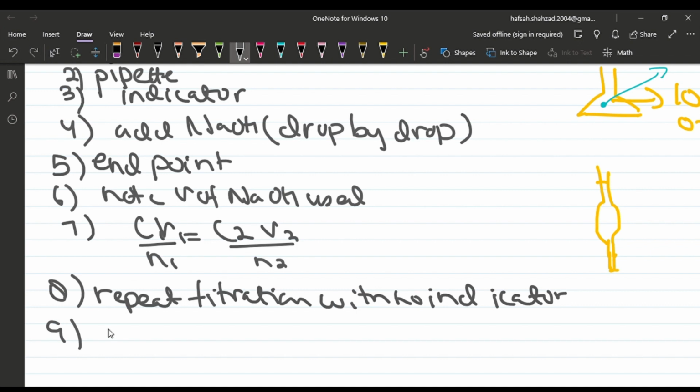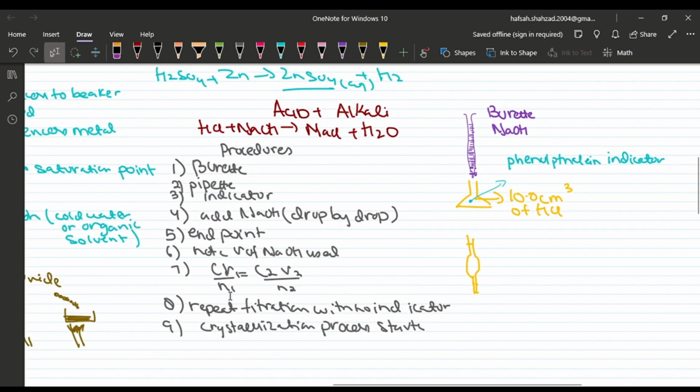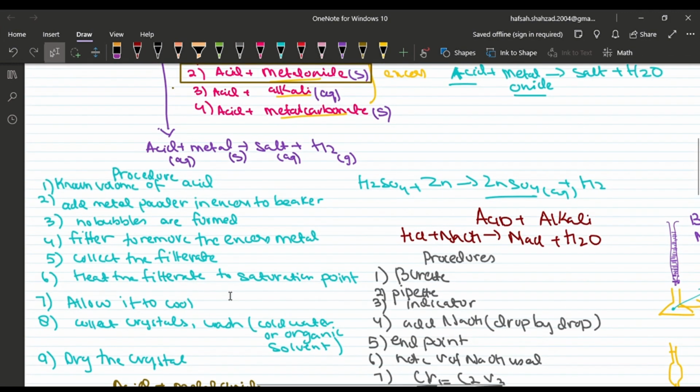So this particular point is where the crystallization process starts, which is you heat the solution until saturation point, then you allow it to cool down, then you filter the crystals, then you wash them with cold water to remove impurities, and then you have your NaCl as beautiful crystals with you. So that was all for preparation of salt, insoluble and soluble both.